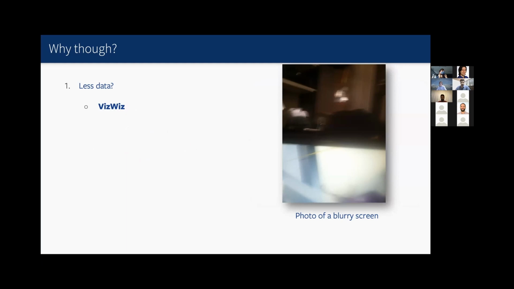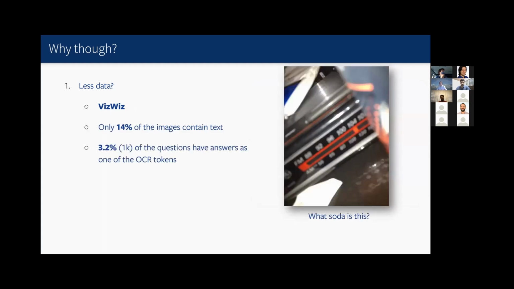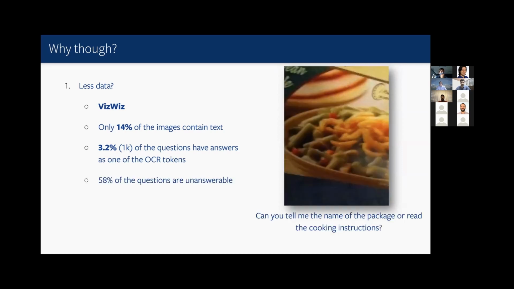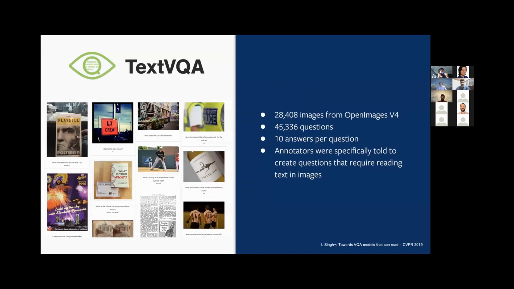They also contain captions as well as questions around these images, but only 14% of the images actually contain text. Even in those, 3.2% of the questions have answers that are one of the OCR tokens present beside the images. Even further, among those, 58% of the questions are unanswerable, which really doesn't leave enough room to learn about scene text. So this led us to create DocVQA to fill a gap in this space.